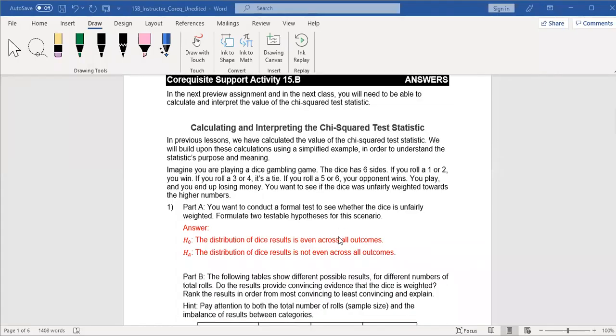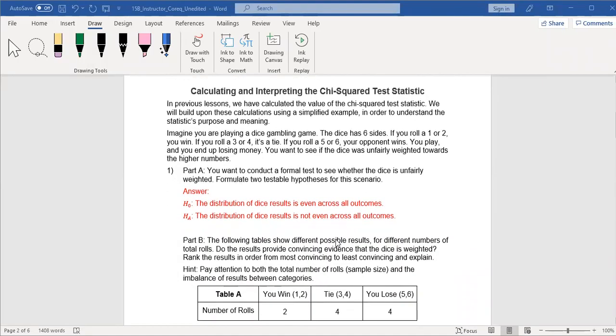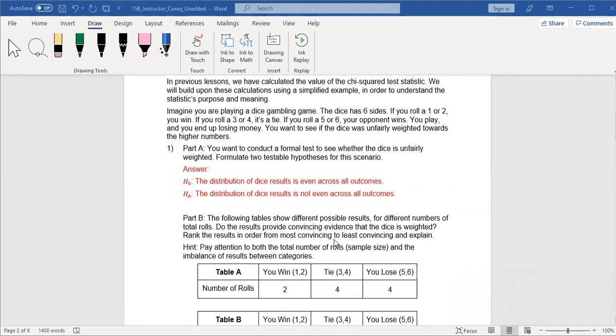Welcome to support activity 15B, calculating and interpreting the chi-square test statistic.